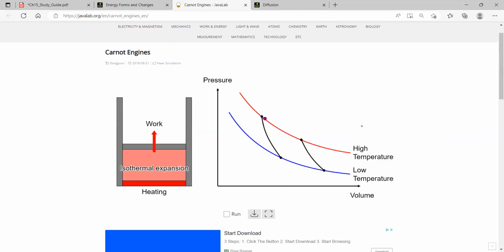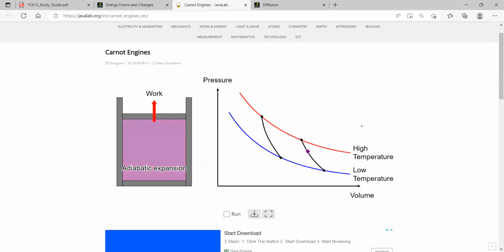As it goes from this point to the next point on the high temperature line, it is expanding isothermally. When it expands isothermally, it means that heat needs to get into the system. Heat is entering the system, and that heat does work on the piston. On the right hand side, you can also see that it is doing work, and that means it is expanding. You see that it is going up because of the heat. This is the isothermal expansion, and the heat is doing work on the surroundings.